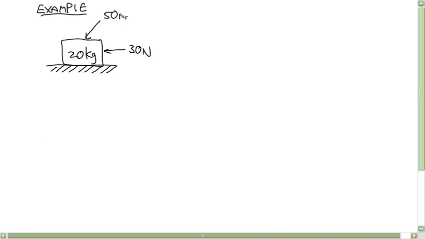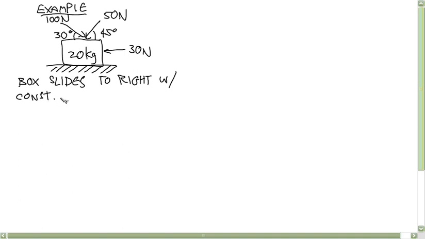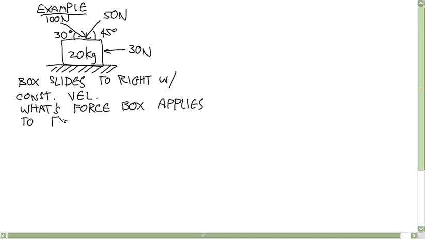You have a force of 50 newtons acting at 45 degrees. And you have a force of 100 newtons acting at 30 degrees. And the box is sliding to the right with a constant velocity. And the question is, what's the force the box applies to the floor?